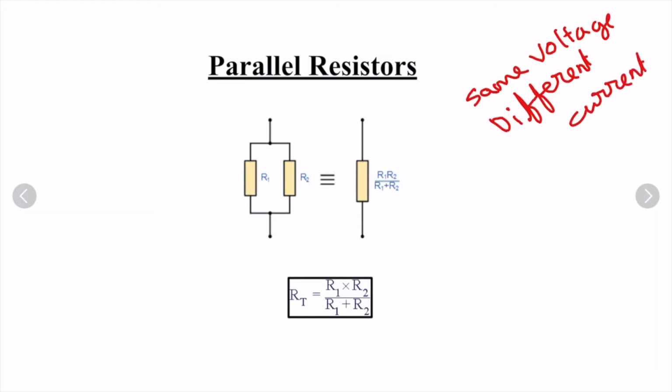Why different current? Same voltage. Suppose this circuit is connected across a particular supply. The current will come from the supply and enter here, and at this point the current will get divided. Some part of the current will go in R1 and the remaining part will go in R2.